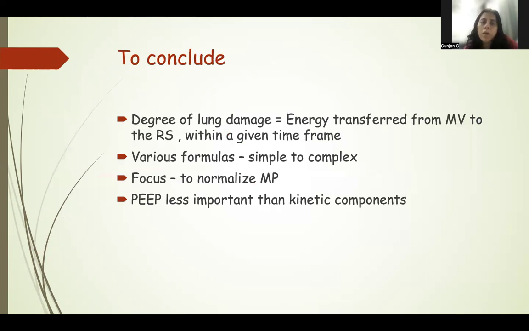So based on this, I would conclude that the degree of damage that happens to the lungs is based on the energy which is transferred from the mechanical ventilator to the respiratory system within a given time frame. And this is the mechanical power. There are various formulas from simple to complex, and you may depend on which one you want to use. The focus is to normalize it, to limit it preferably to less than 17. Of all the components, the kinetic components hold more importance than the static components. That is the flow, the tidal volume, the respiratory rate. They hold more importance. The PEEP plateau holds more importance than the PEEP, which is a static component.